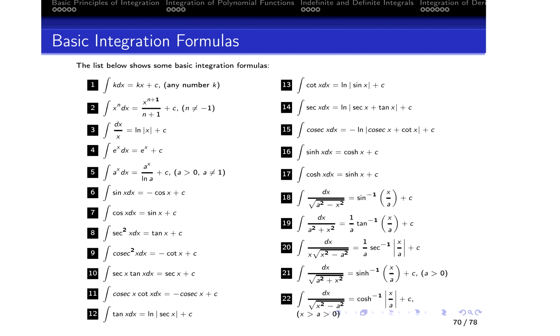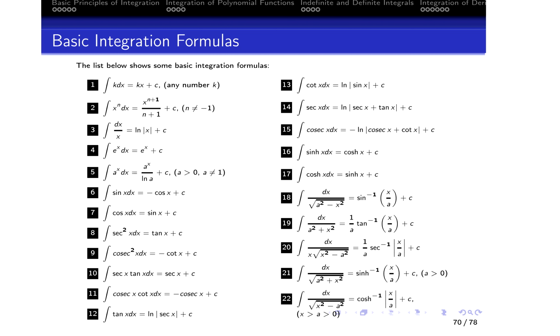Then if you integrate cosec x cot x dx, you get minus cosec x plus c. If you integrate tan x dx, you get ln of sec x plus c. Then if you integrate cot x dx, you get ln of sin x plus c. If you integrate sec x dx, you get ln of sec x plus tan x, plus c. I mean, you can try all of these out for yourself to see them.